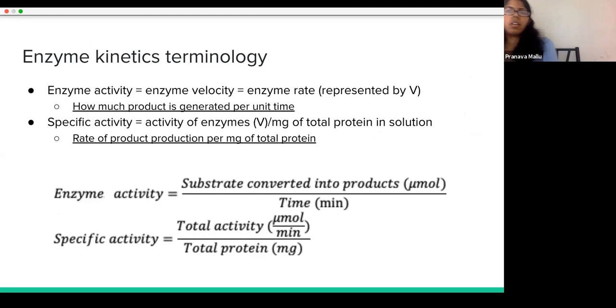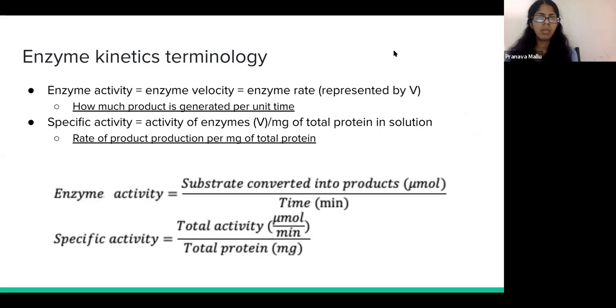Okay. Just a couple more enzyme terminology. So on this slide, we're mainly comparing enzyme activity and specific activity. These terms mostly come up on experimental passages, like passages about actual experiments. Enzyme activity is a term that you'll see come up, but it means the same thing as enzyme velocity or enzyme rate, and it'll be represented by V. And we talked about this a whole bunch earlier, but it's just how much product is generated from substrate per unit time.